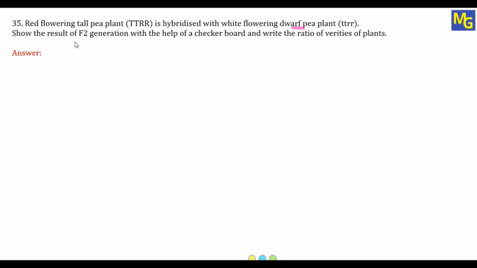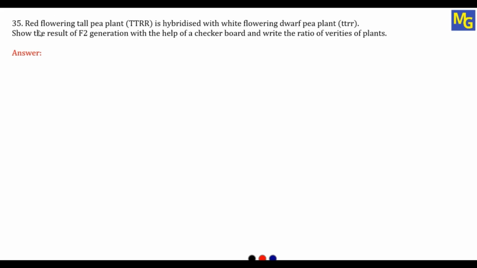So now show the result of F2 generation with the help of a checkerboard. Write the ratio of varieties of plants. So here we have to show the result of F2 generation. But before going to F2 generation, first we have to solve for F1 generation and then we will do the F2 generation. Then it will be easy for us. So we will solve it step by step.